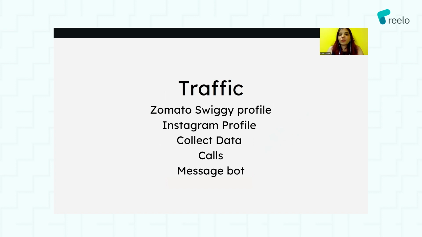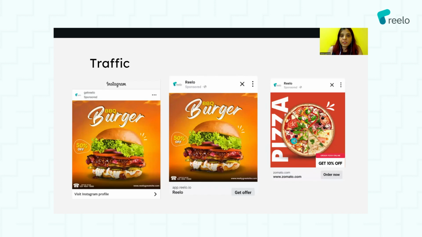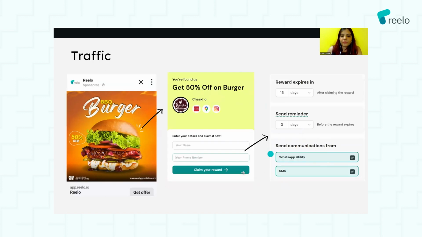Like you can send people to your Zomato, Swiggy profile, Instagram profile. You can collect data, your calls. You can also have or start your message bot. These are the kind of campaigns that you can run when it comes to traffic.